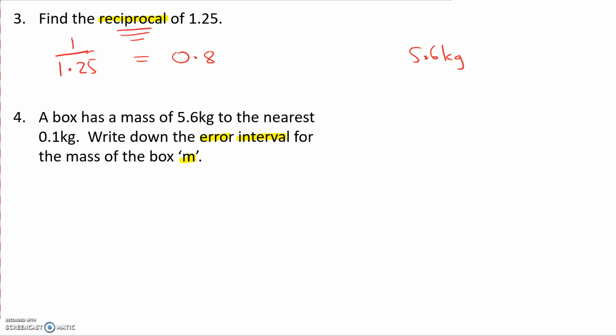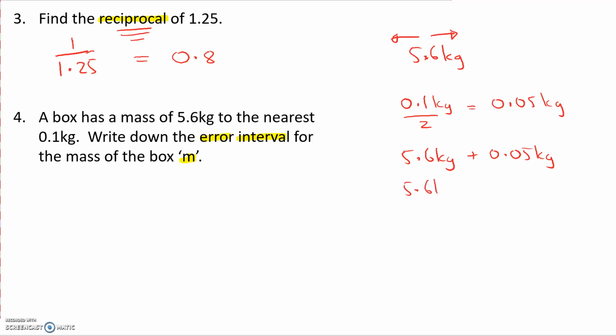Okay, that means that it could be half of that 0.1 kilograms bigger than this. It could be half of that 0.1 kilograms smaller than that. So one way to think about it is the 0.1 kilograms, if it could be half of that bigger, if we divide it by 2, we get 0.05 kilograms. So it's 0.05 kilograms either way of the 5.6. It's 5.6 kilograms plus 0.05 kilograms. That's the biggest it can be. Or it's 5.6 kilograms minus 0.05 kilograms. That's the smallest it can be.